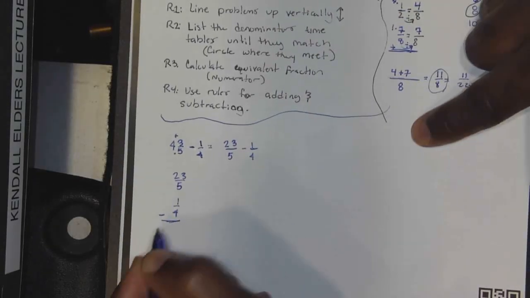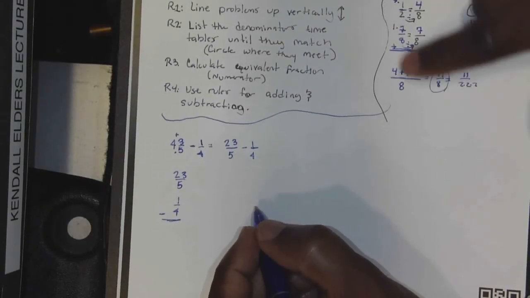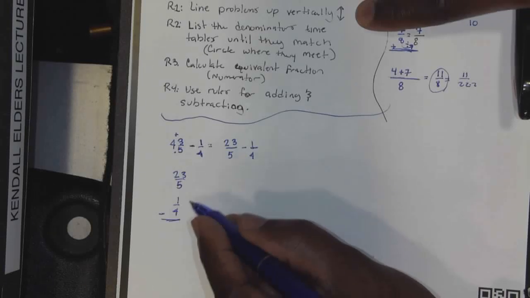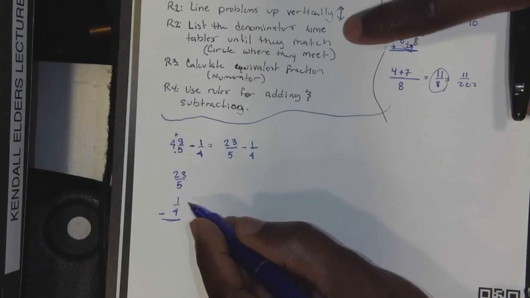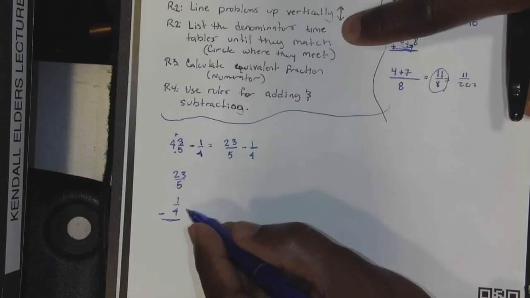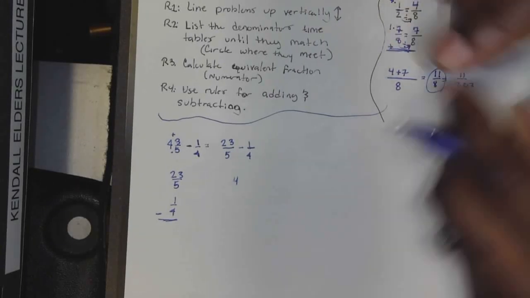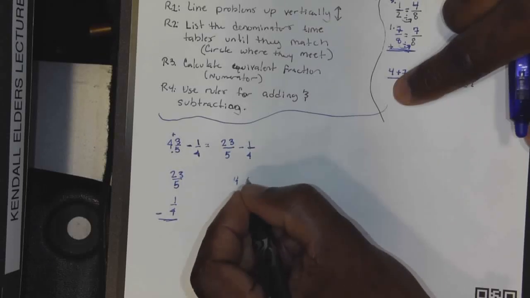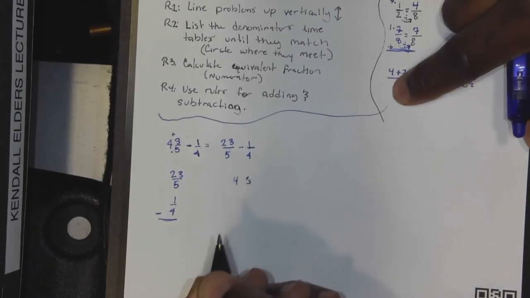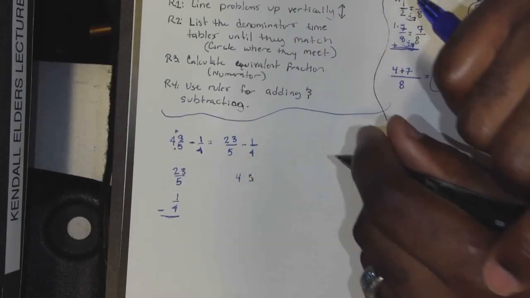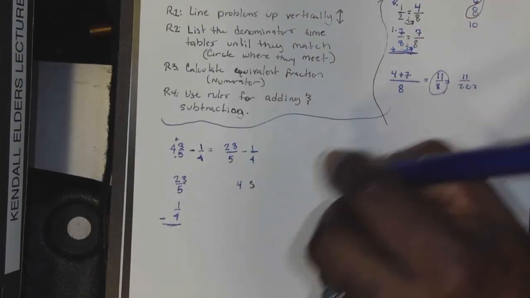All right, here we go. We've got our problem vertically. Now, list the denominators' times tables. What are our 2 denominators? 5 and 4. So I'm going to write my smallest number first: 4 and 5. All right, these are our denominators. Now, give me some 4 times tables. 4, 8. That's right, 8.